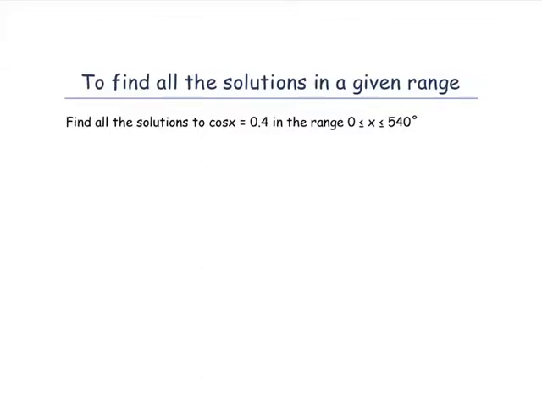To find all the solutions in a given range. Now this is really important because quite often when you're looking at trigonometry problems in Core 2, you're often asked to find more than one solution for either theta or the angle x. Now you're usually given a range. This may either be in radians or in degrees, and you need to make sure that you're working in the correct units. Now there are two methods for this.